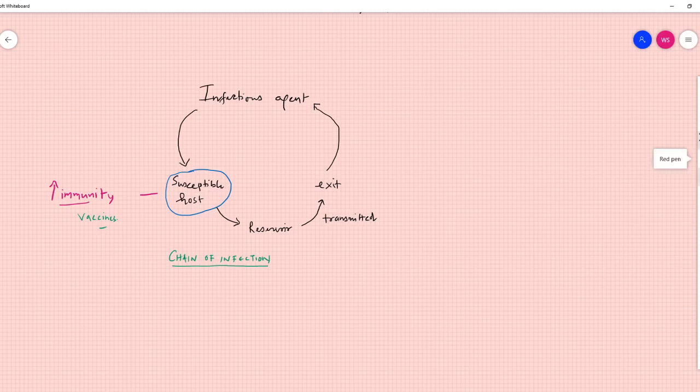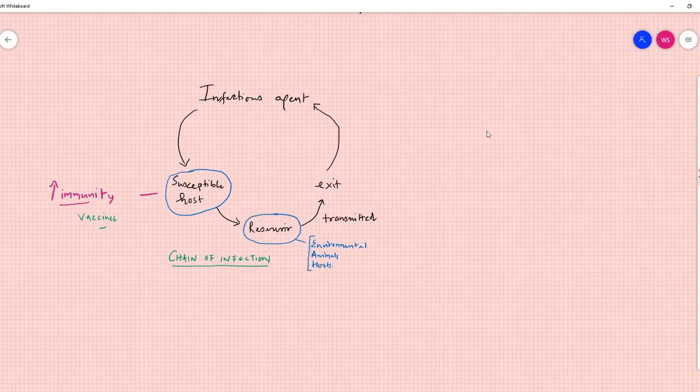Or what else can we do? We can intervene at the reservoir. The reservoir itself can be environmental, it can be animals, or it can be hosts. Okay, so these are all reservoirs.